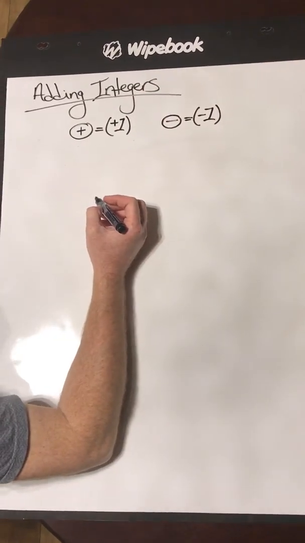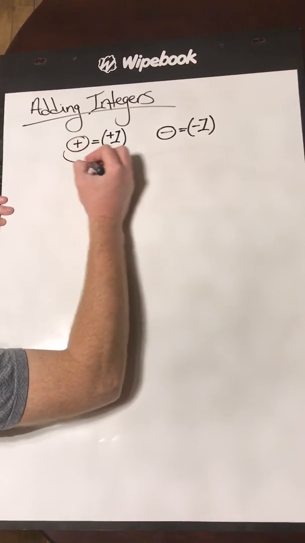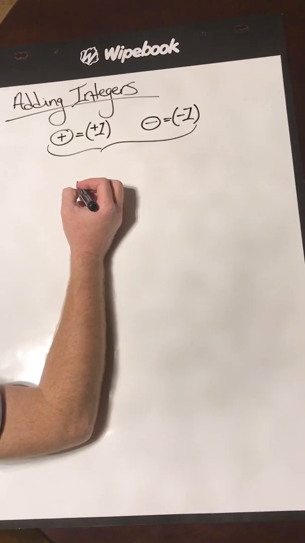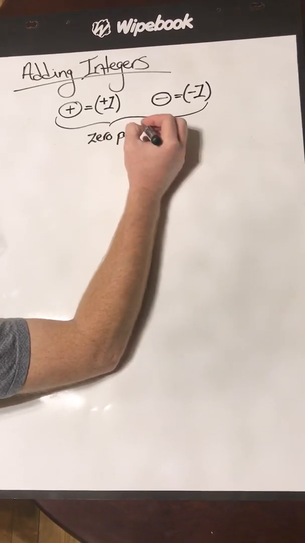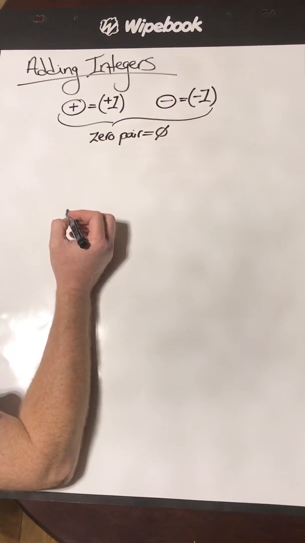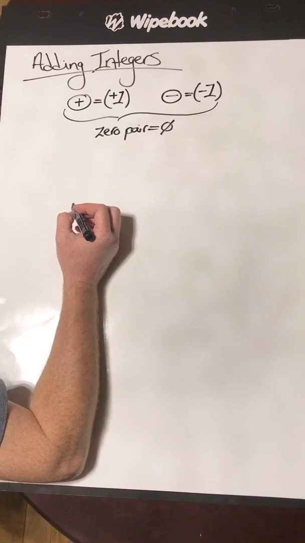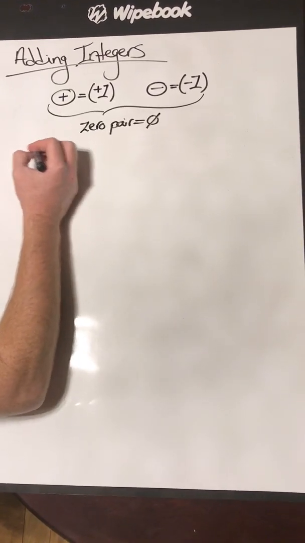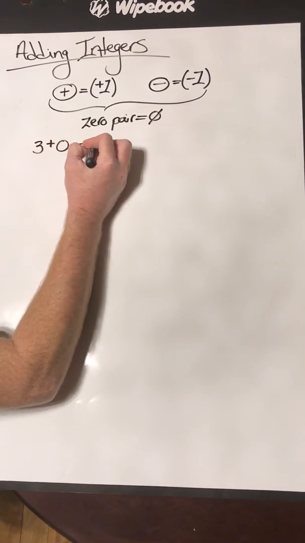Some of you may be thinking right now, what's he going to do? Well, we know that we can take these two together, and when we put them together, they form what we call a zero pair. A zero pair is equal to 0, and we use zero pairs when we're adding integers. That's because if we have a number and we add 0 to it, it equals the number.